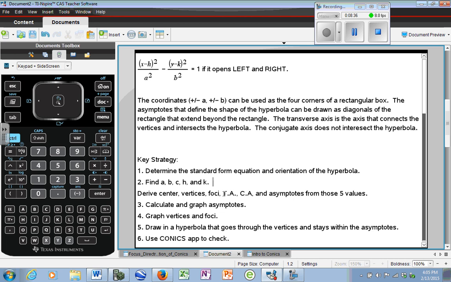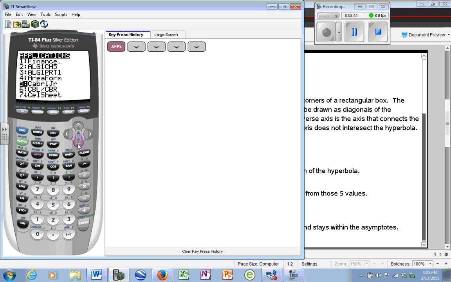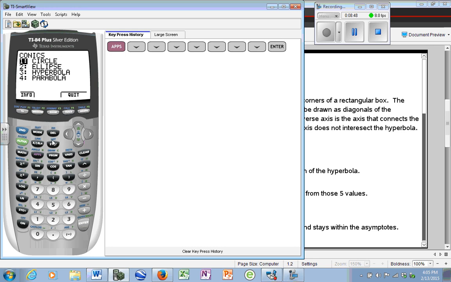And then you can always use the conic section app, which you've got on your TI-84. Go to apps and scroll down. Choose conics, and there you go. You've got your choices. You go to 3, and if you ever forget, it shows you the picture and it shows you the formula as well. You plunk in the numbers and off you go.